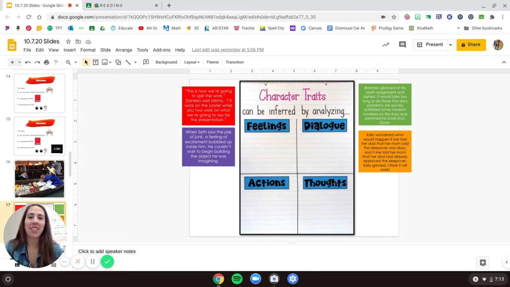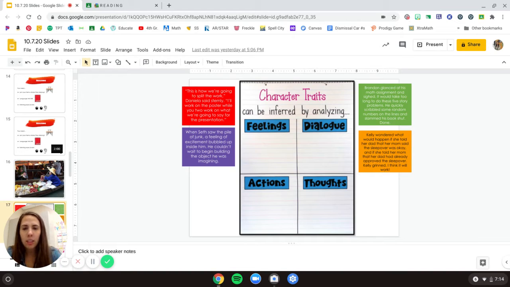Hello. All right, so today in class we're talking about character traits, and they can be inferred, like that skill from picture of the day, when we're making our opinions by analyzing, which means to look at closely. So I have 4 different passages, and we're going to decide if the passage is talking about the character's feelings, their dialogue, their actions, or their thoughts. So let's take a look at the red one first.